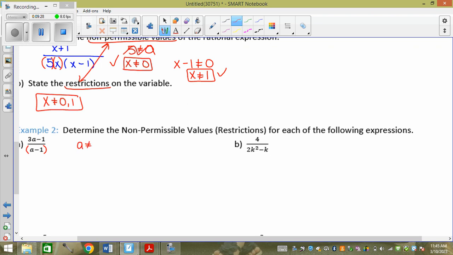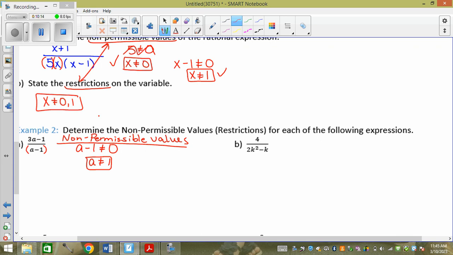So a can't equal, sorry, I got ahead of myself. A minus 1 can't equal 0. So a can't equal 1. Now in your notes, if you want to write NPVs, you can because you're allowed to short form in your notes. But on a test, you'll always write non-permissible values. An exam is never a time to short form. Okay? We do not short form on exams. In your notes, could you write NPVs? Sure. There are your notes.